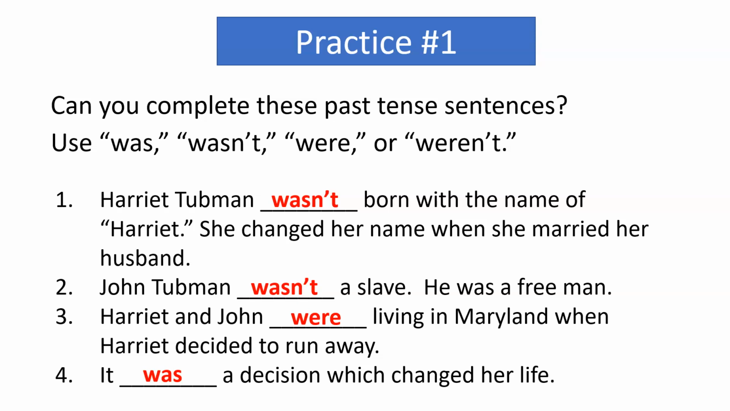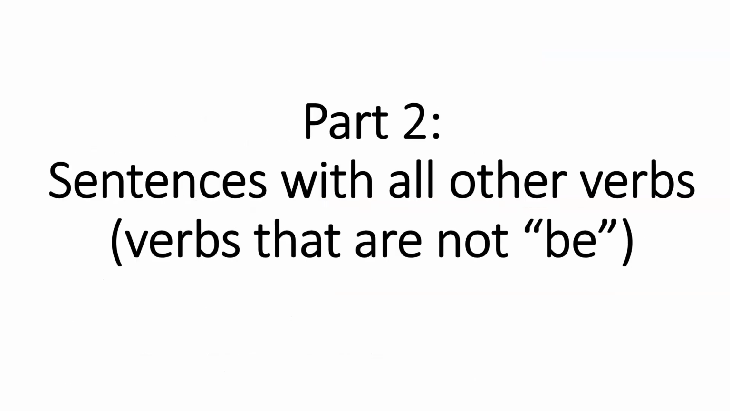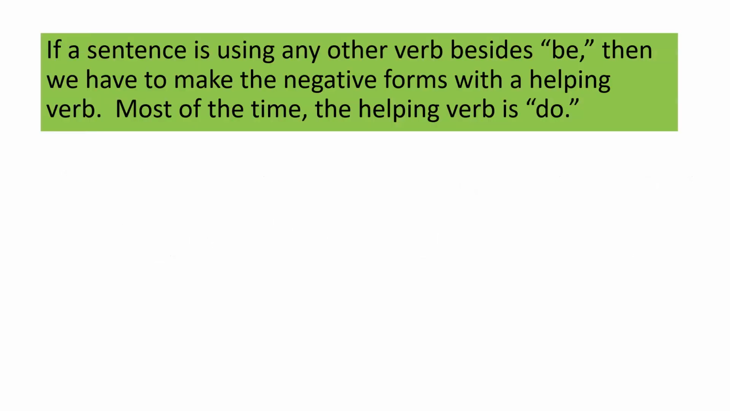So this is not a test. If you got a wrong answer, feel free to cross it out and correct it. But now we're going to continue. Part 2 of this lesson is sentences with all other verbs. So the verbs that are not be have a different way of forming their negative sentences. If a sentence is using any other verb besides be, then we have to make the negative forms with a helping verb. And most of the time, the helping verb is do.